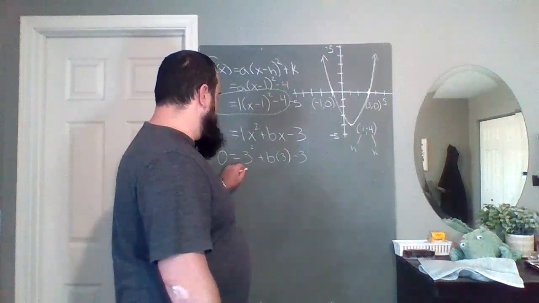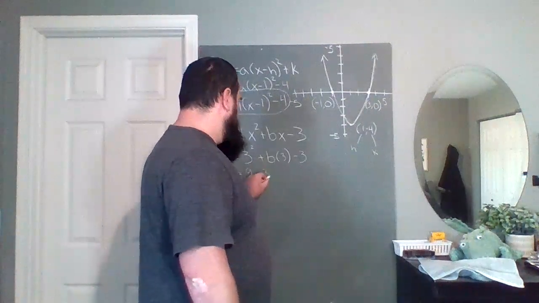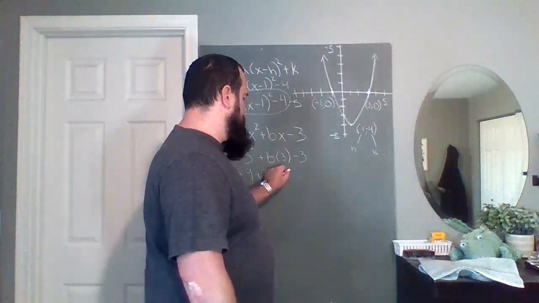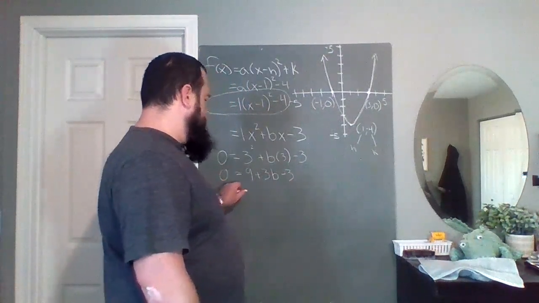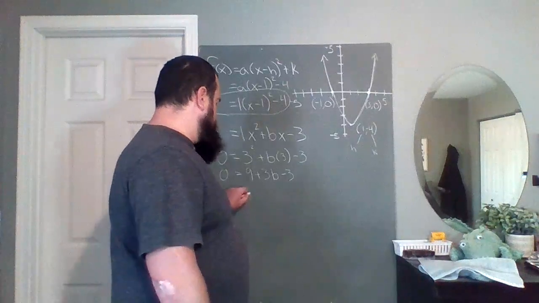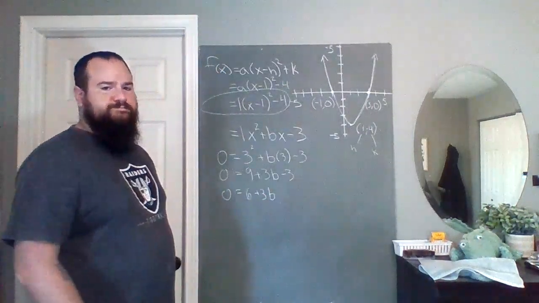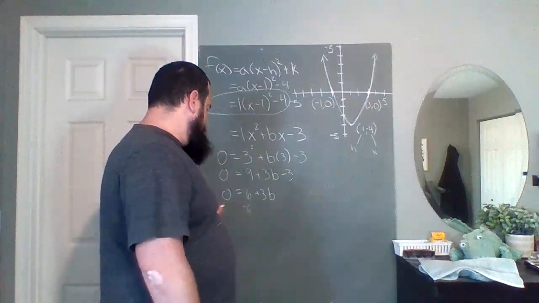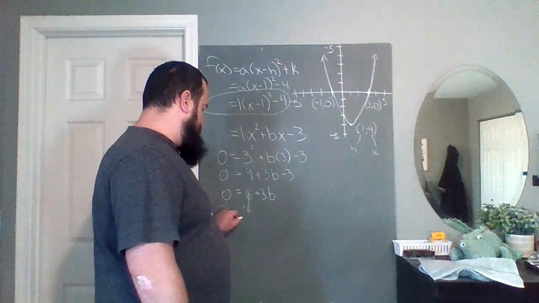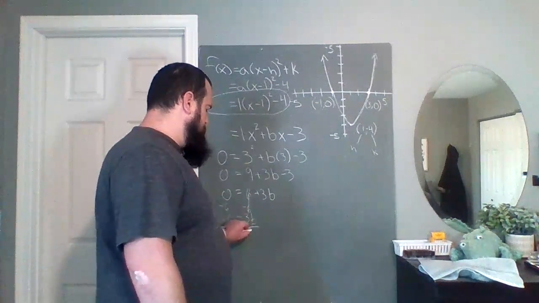3 squared gives me 9 plus, now b times 3 is just 3b minus 3, still not 0. Now 9 minus 3, we get 6 plus 3b. Now I need to subtract 6, because we've got that all simplified, so we get negative 6 equals 3b.